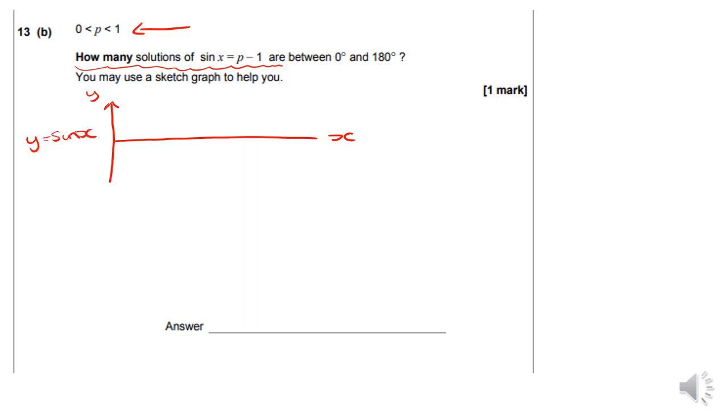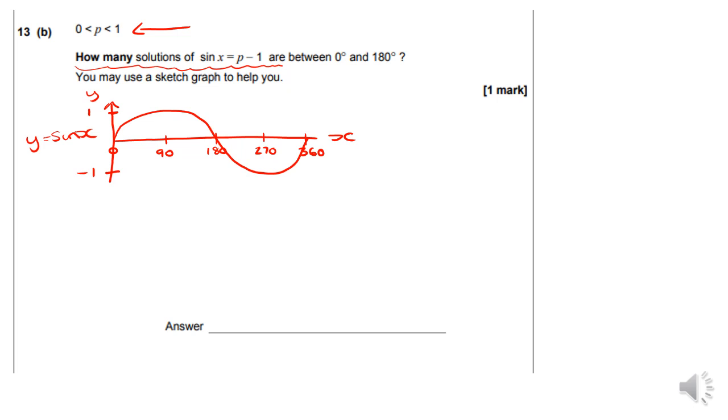I'm drawing it from 0, let's have 90, 180, 270, 360 roughly. Now, sine of x, I always think is an S. So it starts off positive, stays positive, then it goes negative down here. And it tops out at 1 and bottoms out at minus 1. So we're talking about how many solutions there are for sine of x equals p take away 1.